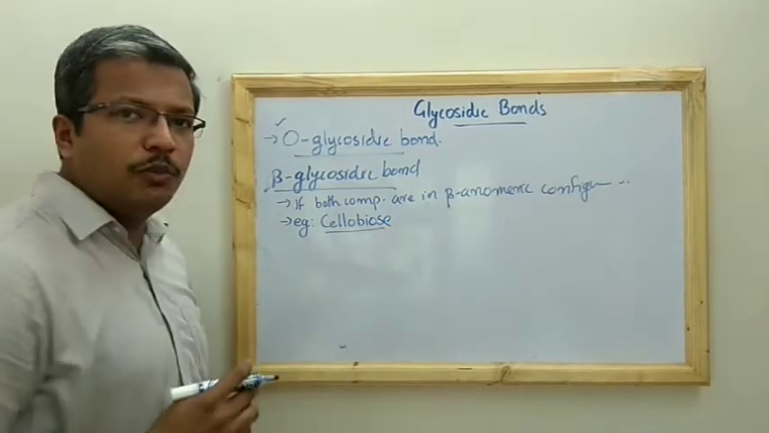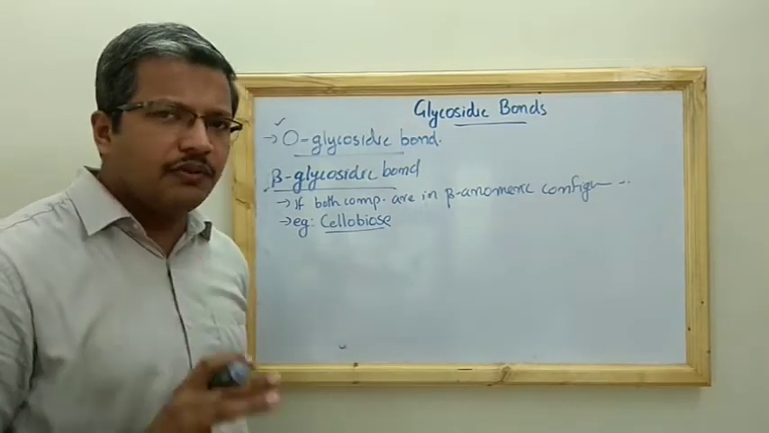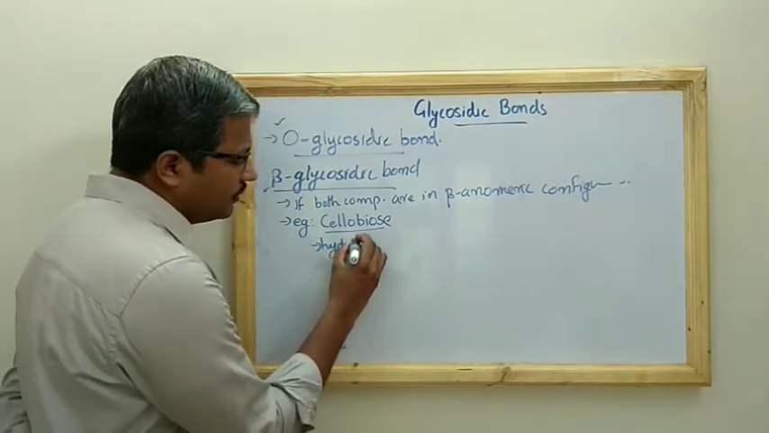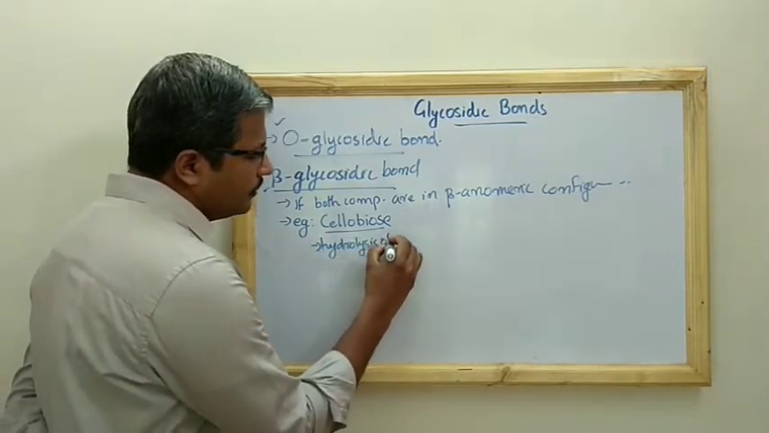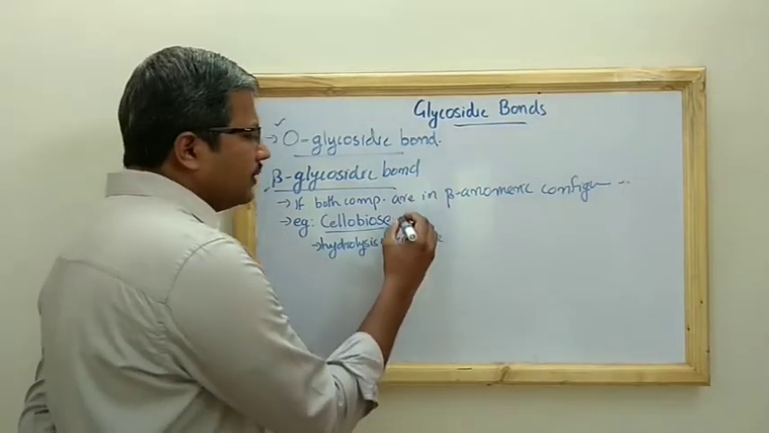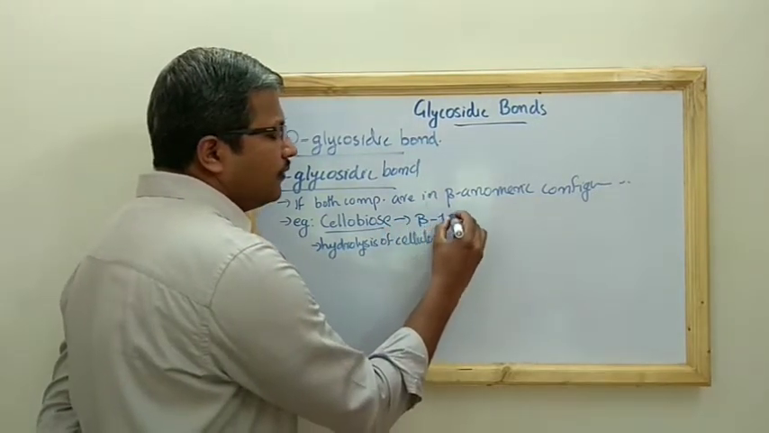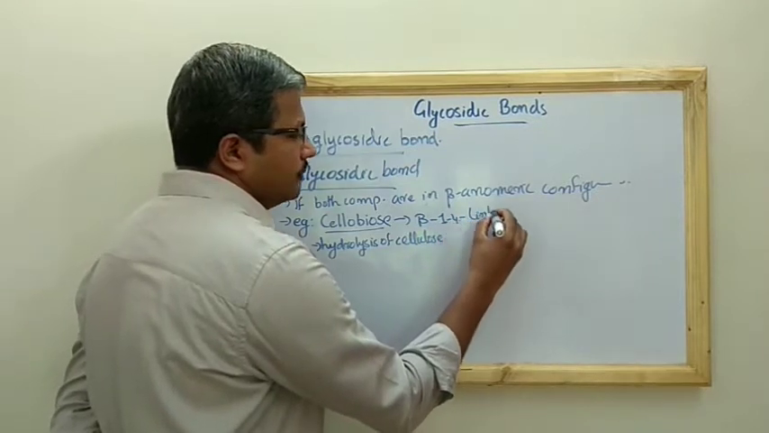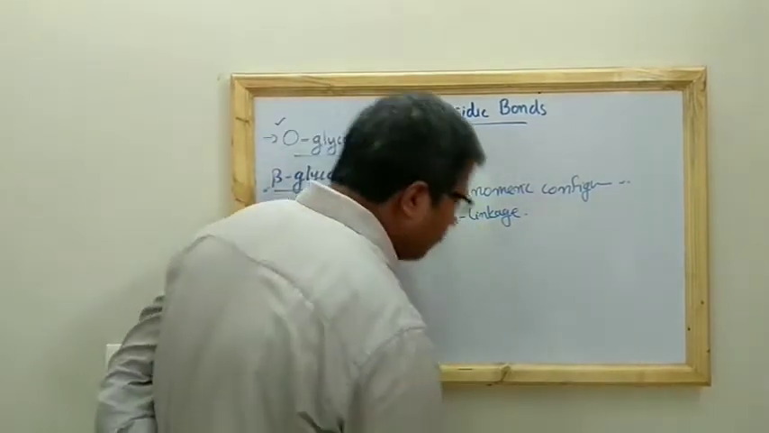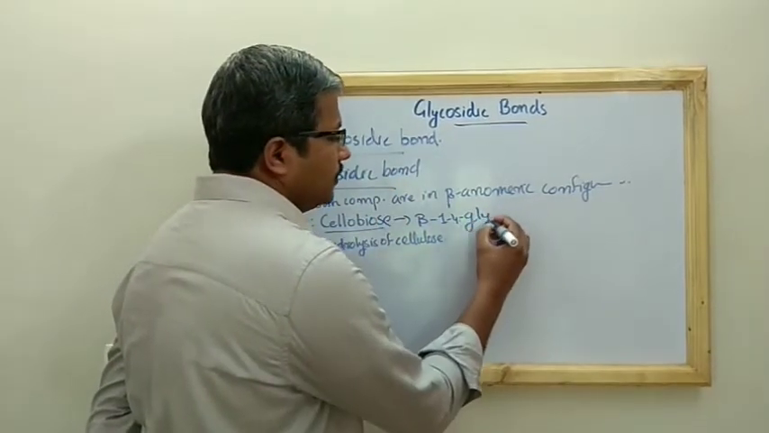Are you familiar with cellulose? You have learned it in grade 12. Cellobiose is nothing but the hydrolyzed product of cellulose. So it is actually formed from the hydrolysis of cellulose. This will be in a beta 1,4 linkage. Okay, beta 1,4 glycosidic bond. Beta 1,4 linkage, otherwise known as the beta 1,4 glycosidic bond.